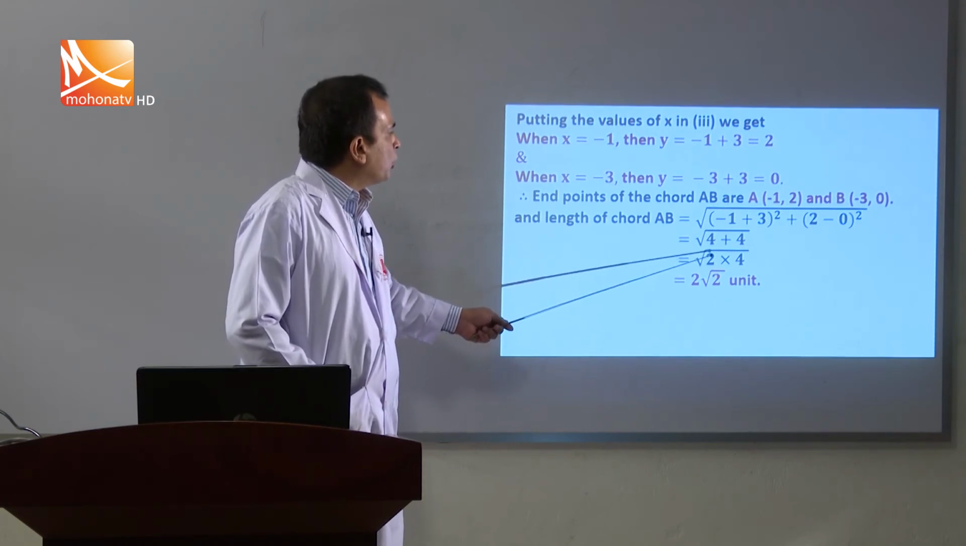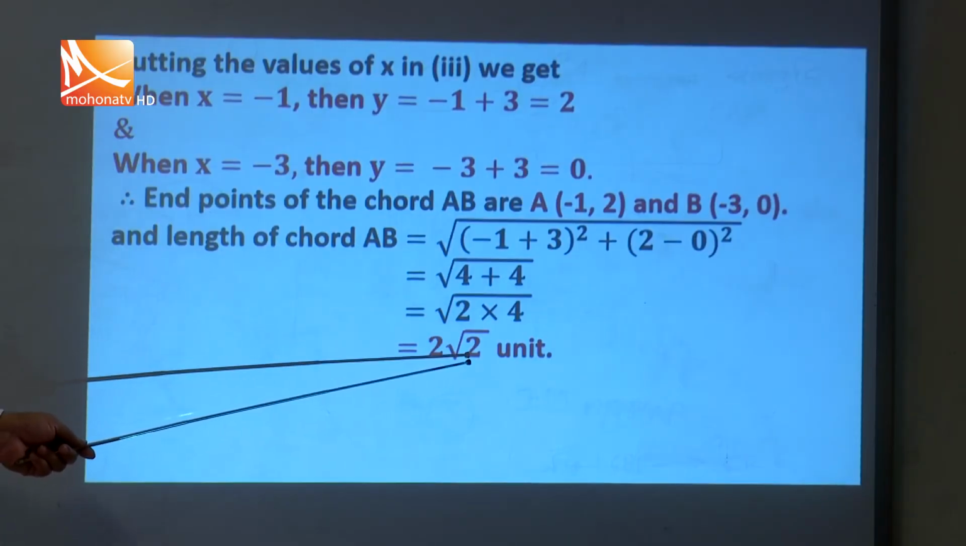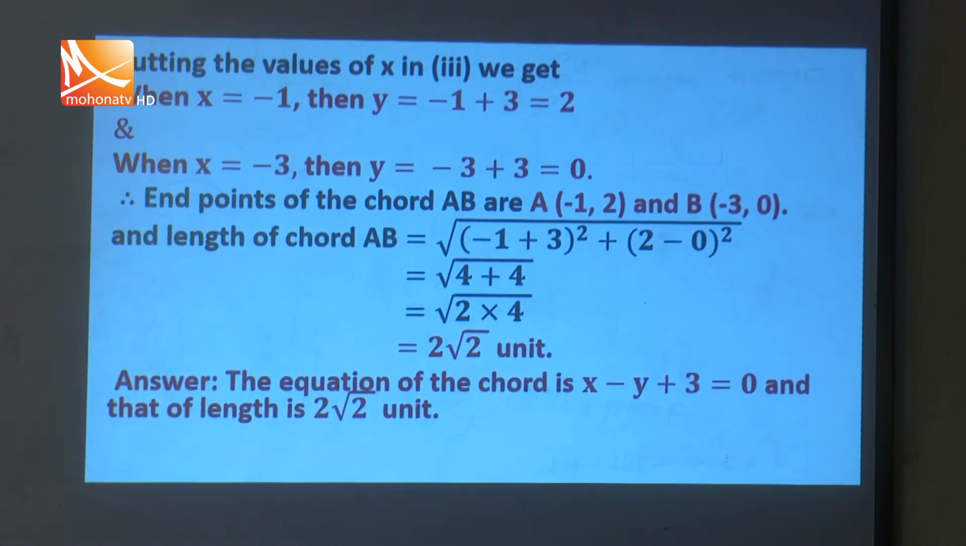So it will be square root of 2 into 4, square root of 4 is 2, and this root 2 will remain here. So the length of the chord AB is 2 root 2 unit. Answer: you just see that the equation of the chord is x minus y plus 3 equals 0, and its length is 2 root 2 unit.